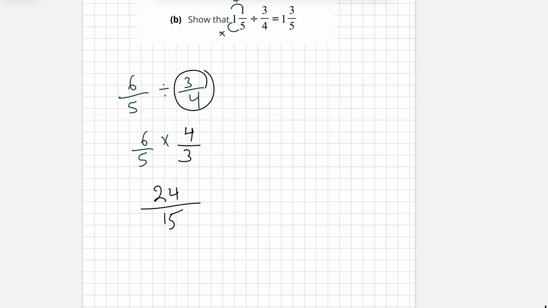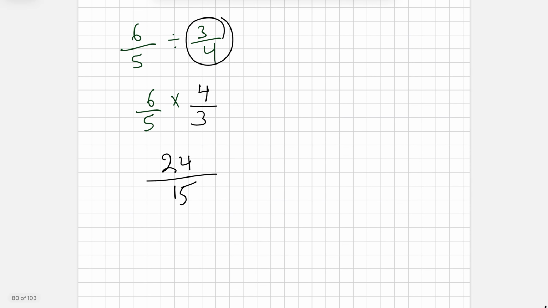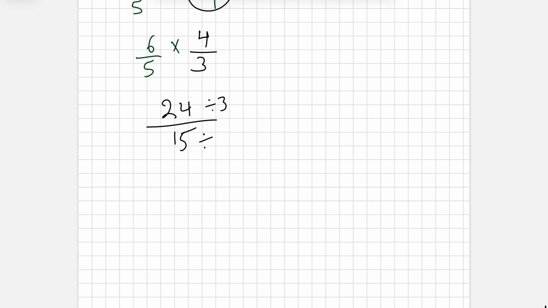And the question asked me to show it in this form. So I'm going to be dividing this by a number, which is going to be 3, and this by 3, right? So the number I multiply 3 by to get 24 is obviously 8, and 8 over what? Over 5.